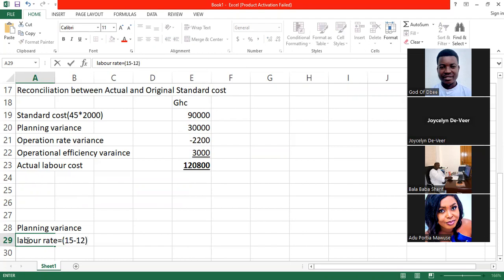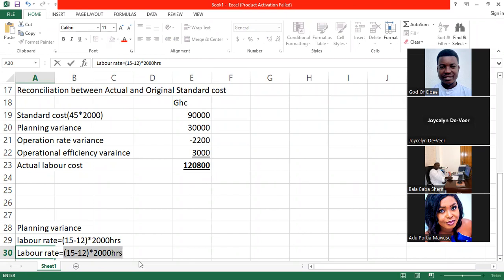The actual hours, at the revised level, will be 8,000, which is 4 times 2,000 units. No, the hours is not 2,000. The 2,000 is the output. The hours is the 8,000. The 8,200 is the actual hours used. The actual level does not come to the planning level.